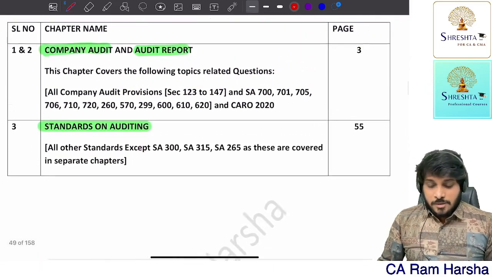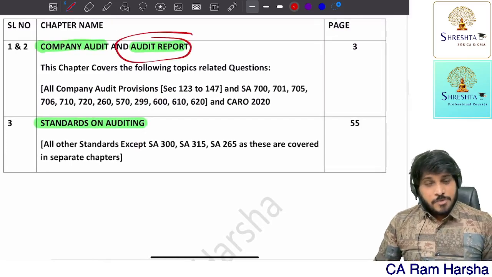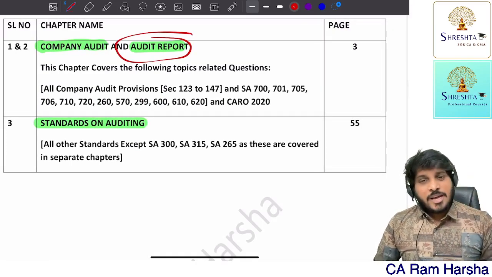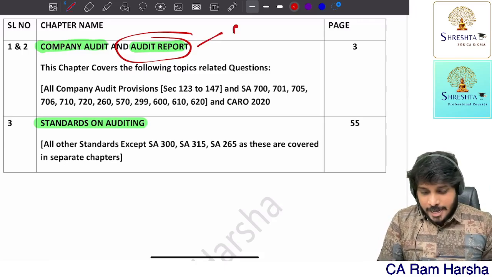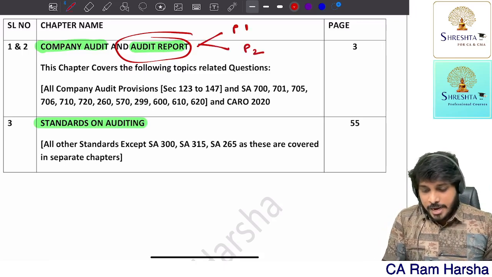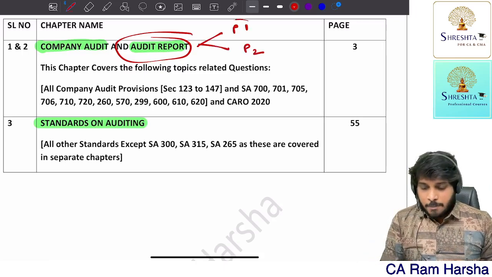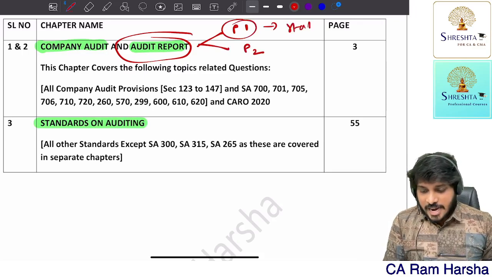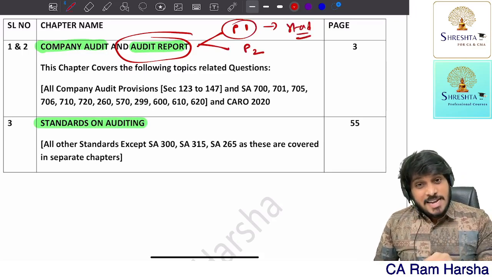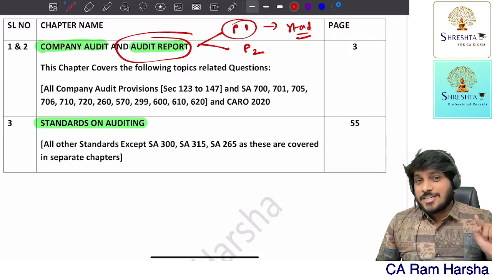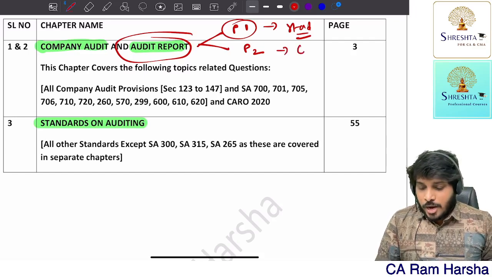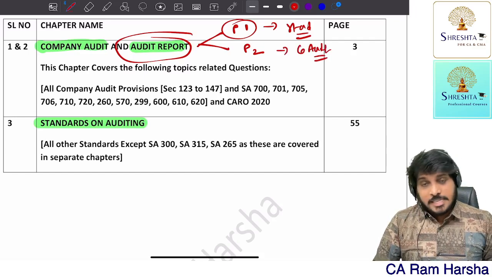If you observe the chapter called Audit Report, it actually has 2 parts, Part 1 and Part 2 in my material. Part 1 is dealing with standards only, but which standards? Audit report related standards. In Part 2, I will discuss company audit provisions in the audit report.